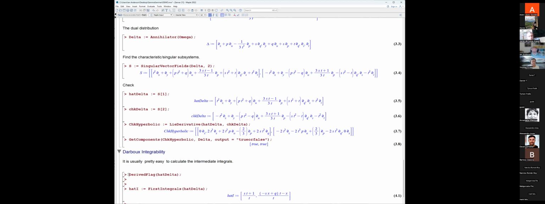I'll call that df. And actually, I don't want to look at the entire flag. I just want to look at the growth vector. See if this works.